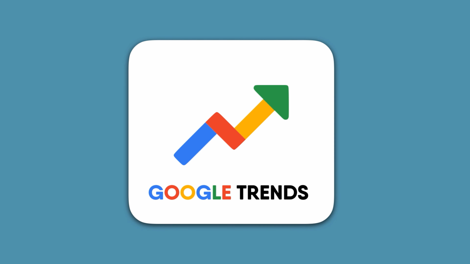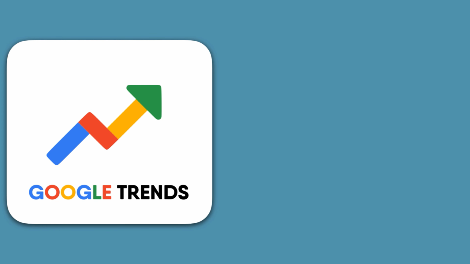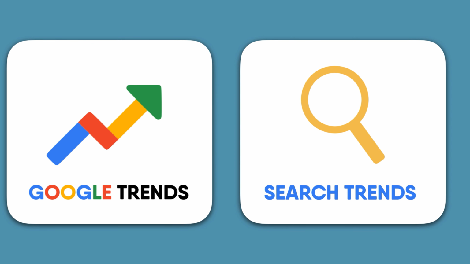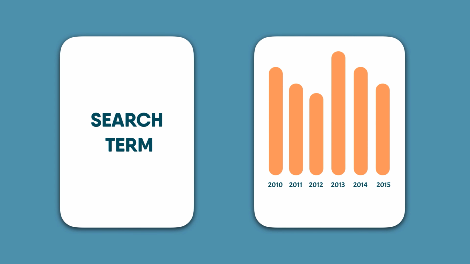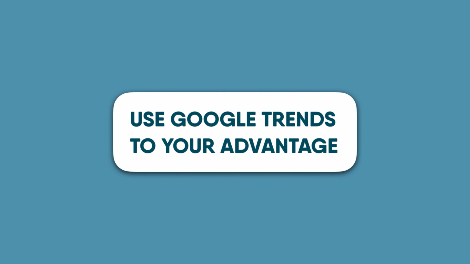Now, what is Google Trends? Google Trends is a search trends feature that shows how frequently a given search term is entered into Google's search engine relative to the site's total search volume over a given period of time. Now, we're going to look at a few ways you could use Google Trends to your advantage.